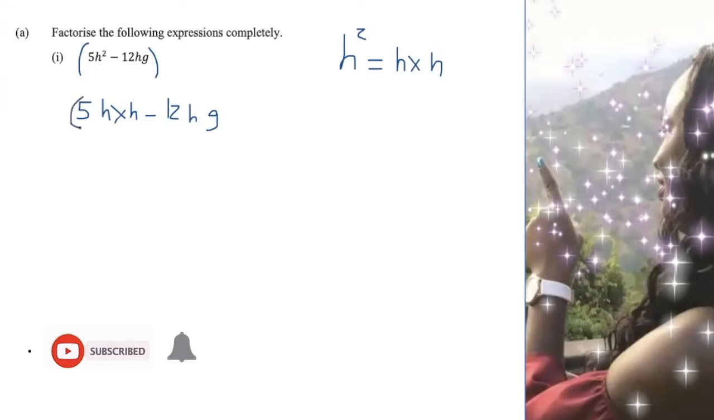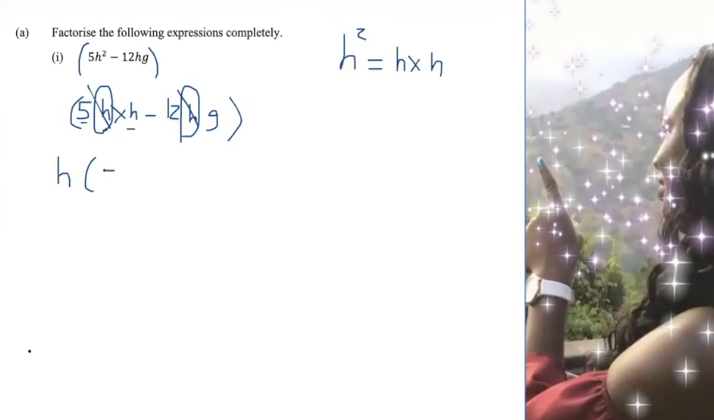So factorize means factor what's common. So we're seeing that h is common here and it has to be common in both places. So since they're the same, I can factor out this letter h. It means this is now outside the bracket. So what am I left with? 5 and h, that's 5h, minus 12 and g, that's 12g. And that's it. So factoring it out, I have h, open bracket, 5h minus 12g.